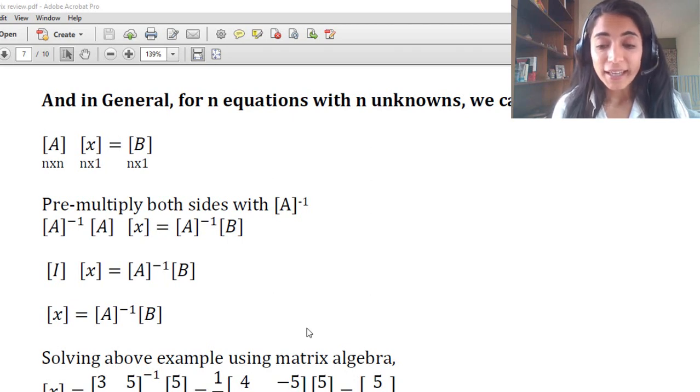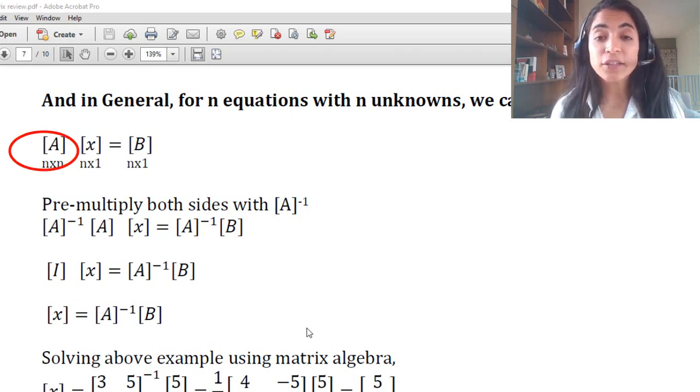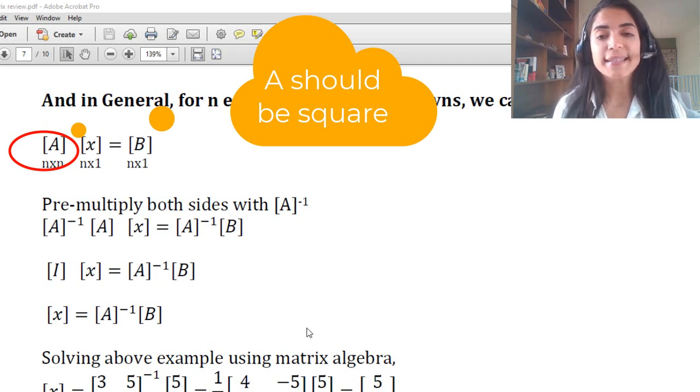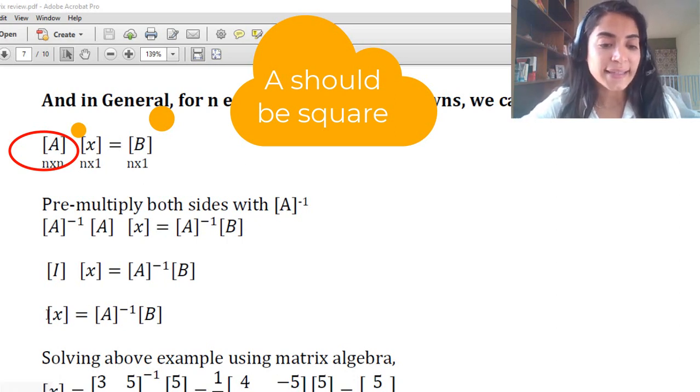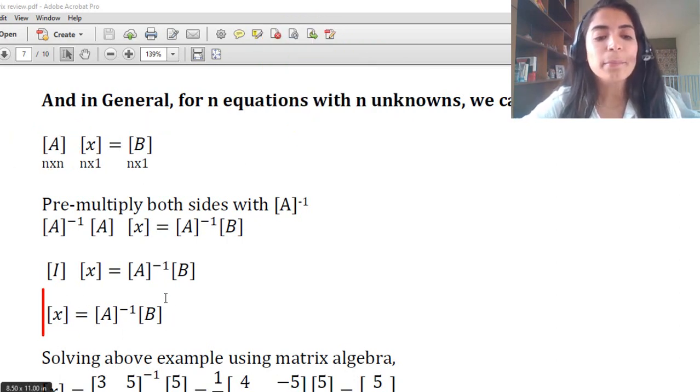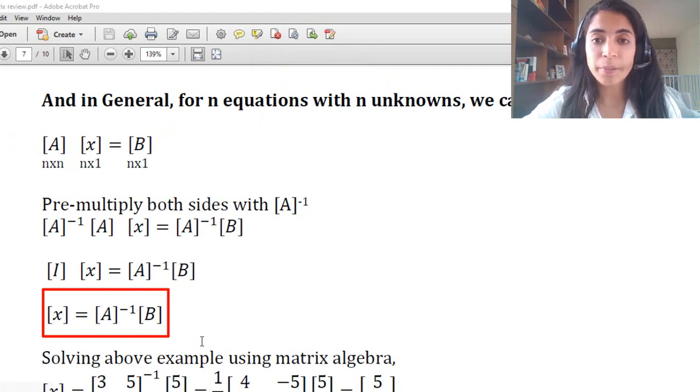Welcome back, guys. In the previous lecture, we proved how we can find X, which is the matrix of unknowns. We said that in order to find X, I should have A, which is the matrix of coefficients, and A should be square, because if A is not square, I cannot have the inverse of A. And we proved how X will be equal to A minus 1 times B.